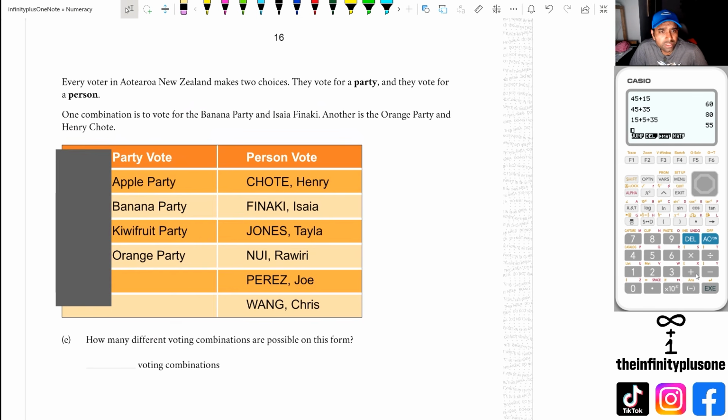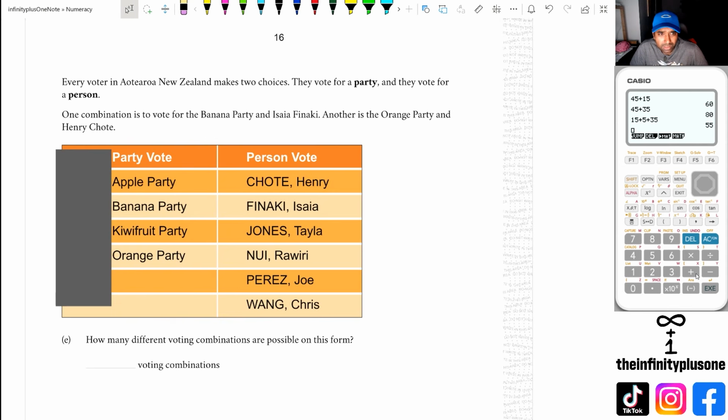Every voter in New Zealand, Aotearoa New Zealand, makes 2 choices. They vote for a party and then they vote for a person. One combination is to vote for the Banana Party and then Isaiah Finaki. Another is the Orange Party and Henry Chot. So the question is, how many different voting combinations are possible in this form?